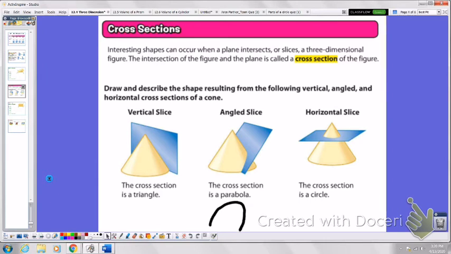So that's what that cross section would look like. So again, if we draw these real quick, this one will be a triangle. Again, think about holding it at eye level and what two-dimensional shape do you see. For your horizontal slice, think about what the base is. So since it's a cone, it'd be a circle. Your horizontal is honestly the easiest one to think about, guys, because again, it's just whatever your base shape is.